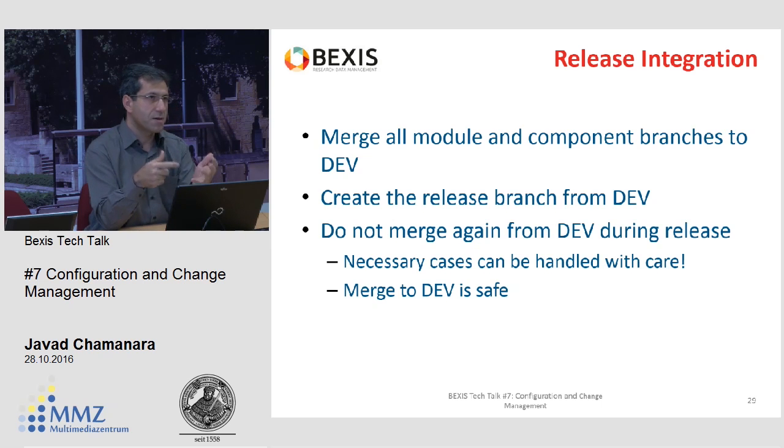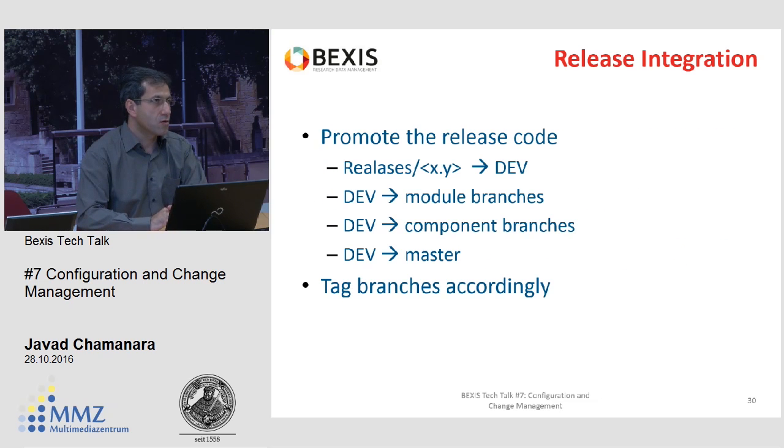So if something has happened on the release branch and is good enough, we can merge it back to the dev for other developers to continue working, but it's not necessary. The other way is forbidden. So when done, we promote the release code by merging the release XY to the dev, and then from the dev to module branches, and then from the dev to component branches, and finally from the dev to the master. And then we tag all the branches accordingly based on our release procedure.